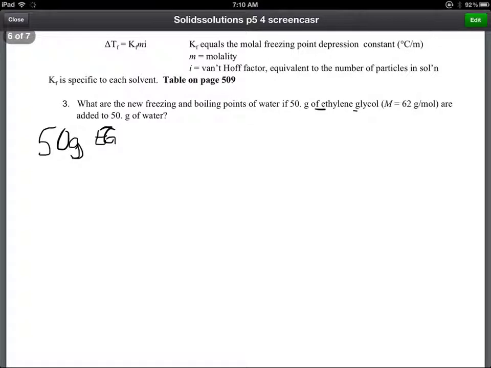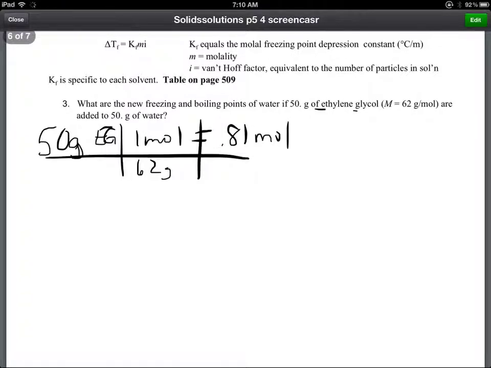So I'm going to start this problem with 50 grams EG, just using that as my abbreviation for ethylene glycol. When you convert grams to moles, you get 0.81 moles, and then putting that into your molality, 0.81 moles. And I'm going to just do this in my head. Kilograms is 3 decimal points over, so it'll be 0.50 kilograms of water, which is going to give me a molality of 16. Okay, then I'm ready to plug into my equation.